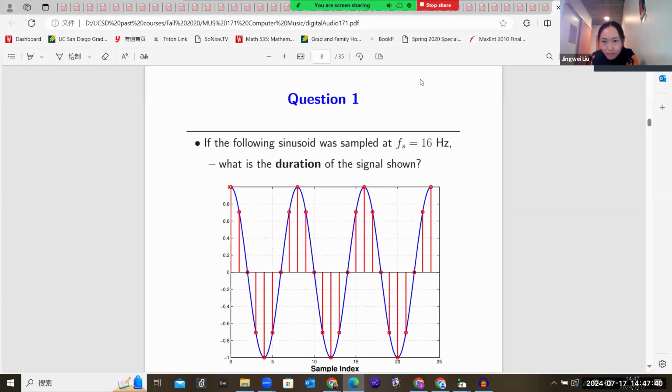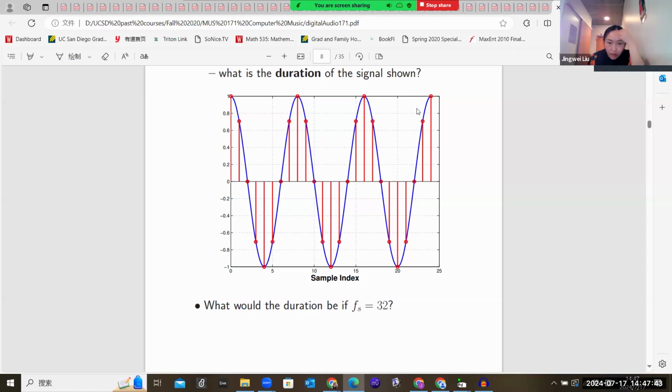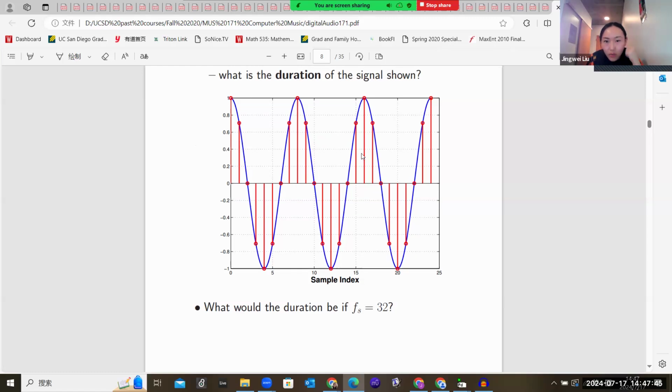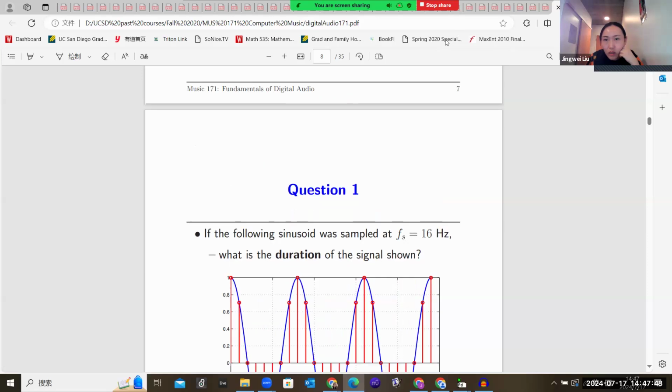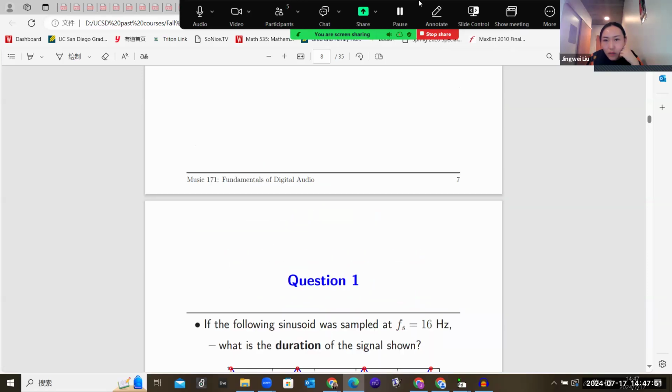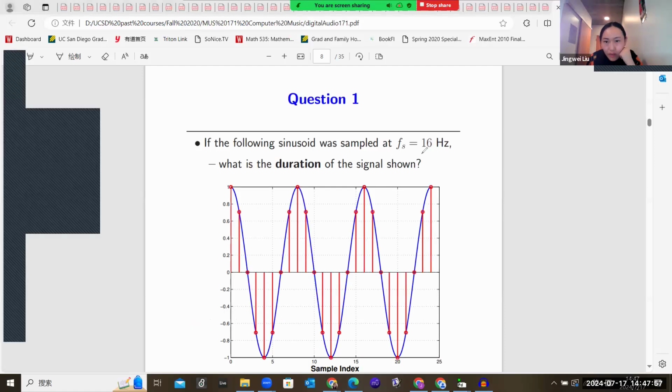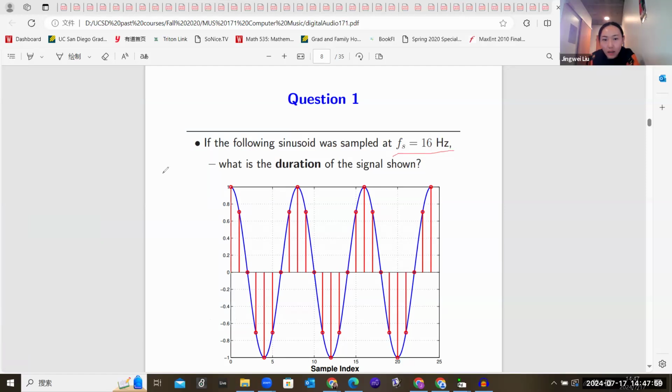Therefore, what is the duration of the signal shown? Let me find the annotation. So your fs is 16 Hertz, and now your question is, what is the frequency of this sine wave? Before computing the frequency, there are actually 8 points per cycle.